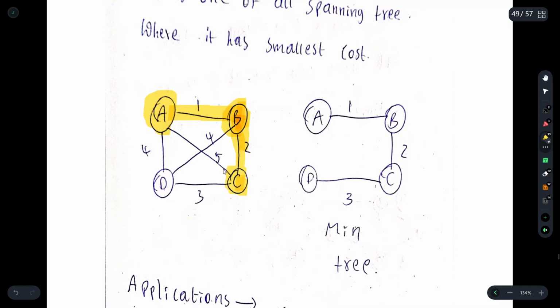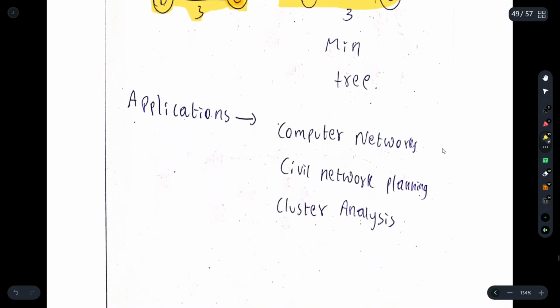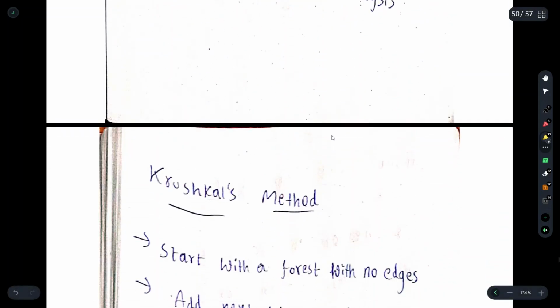And then we have options like 5 to A, 3 to D. Now we will choose this 3 because it is the lower value. So like this, this is a minimum tree. In this way we touch all the vertices with a minimum cost. The applications where the spanning tree is used are computer networks, civil network planning and cluster analysis. So for these three applications this whole thing is used.